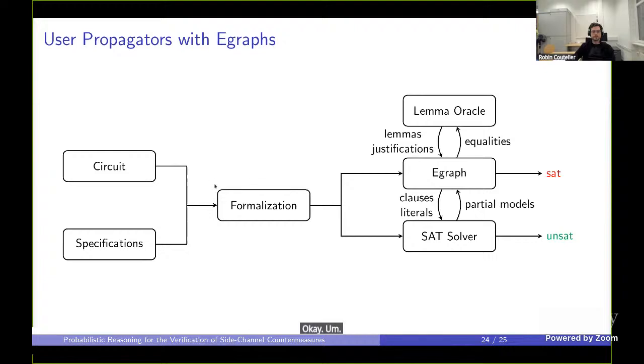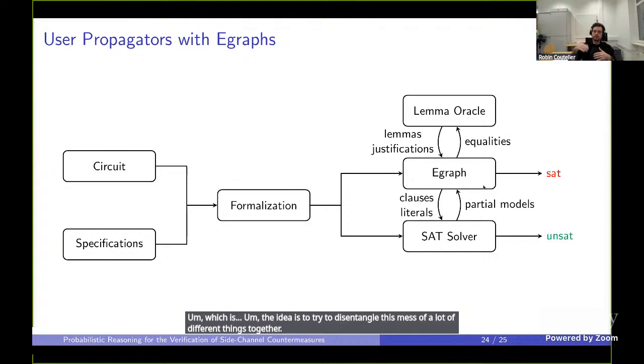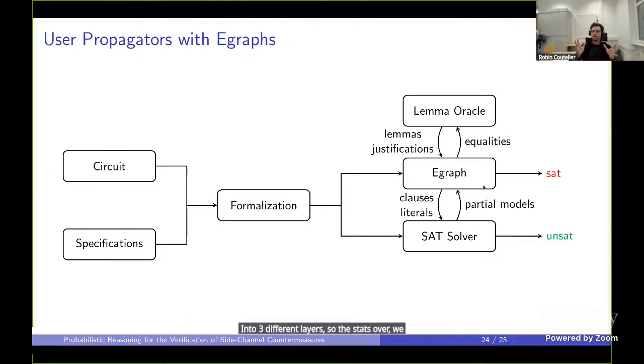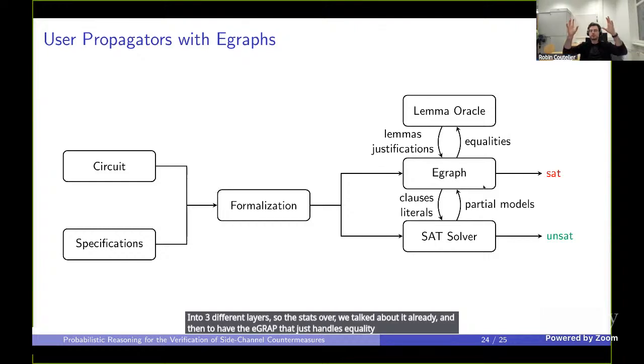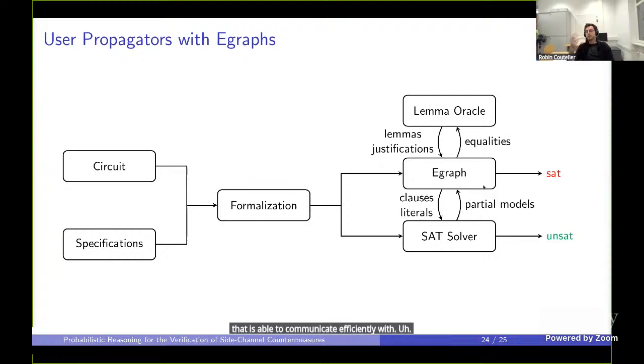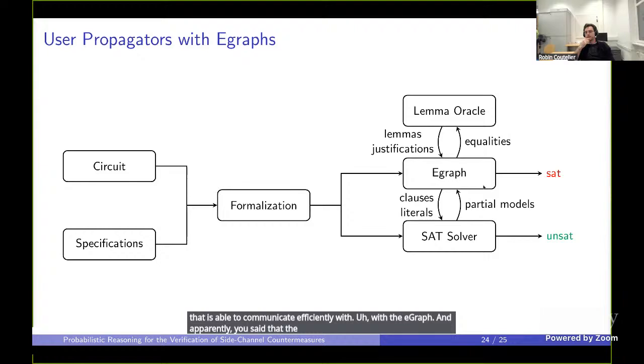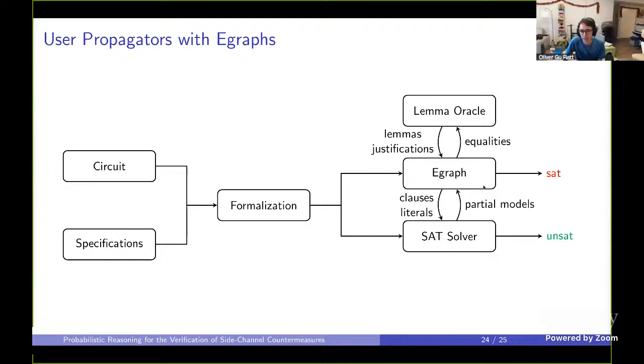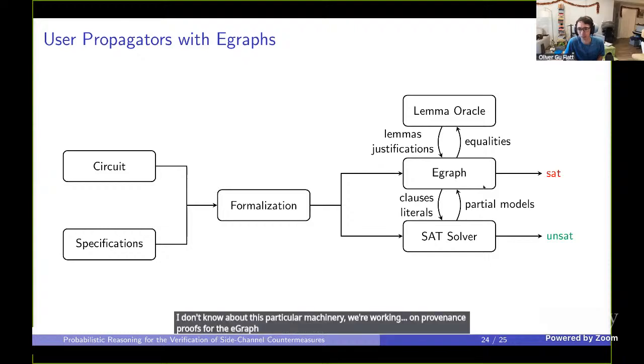Yeah, and so that leads me to the final slides, which is the idea to try to disentangle this mess of a lot of different things into three different layers. The SAT solver, which we talked about already, then the egraph that just handles equality, and then some sort of oracle that is able to communicate efficiently with the egraph. And apparently you said that the machinery already exists. I don't know about this particular machinery. We're working on provenance proofs for the egraph, so that might help you build something like this.